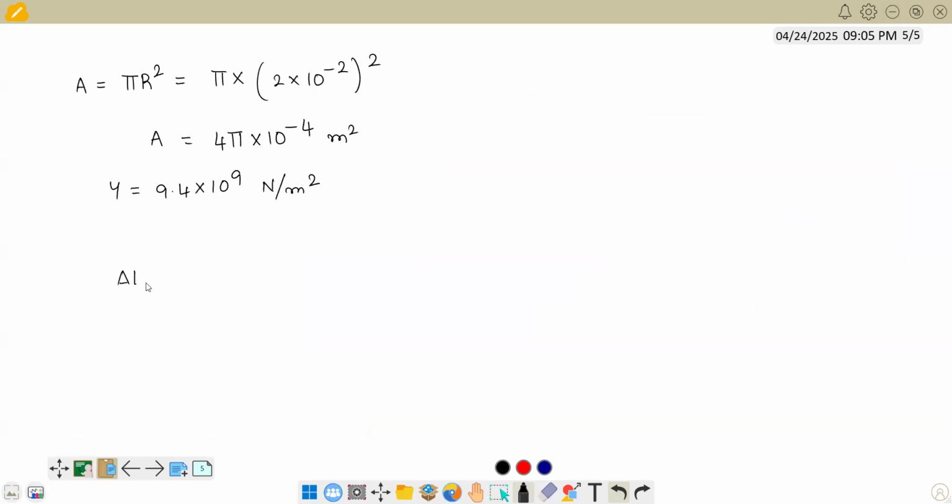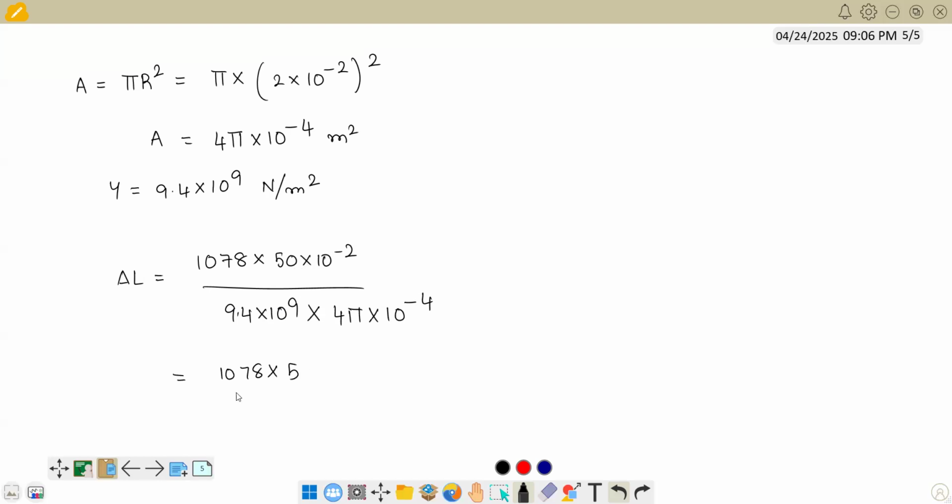From this, delta L equals force value, which is 1078, L value is 50 centimeter, Y value is 9.4 into 10 power 9, into area of cross section, which is 4 pi into 10 power minus 4. So if I take these terms, 1078 into 5 divided by 9.4 into 4 into pi. In the numerator we have 10 power minus 1. Here 9 minus 4 is 5, which goes to the denominator as minus 5.